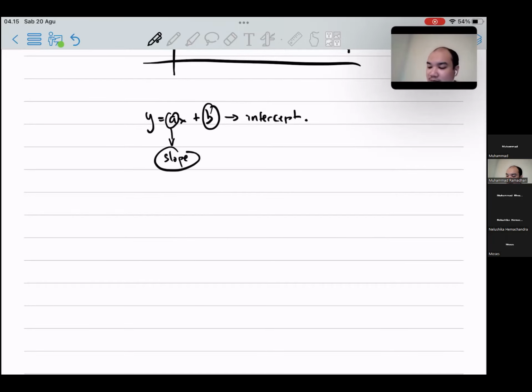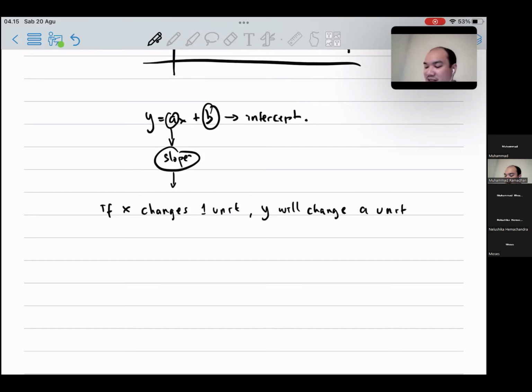What is slope? Slope explains that if x changes 1 unit, y will change a units.